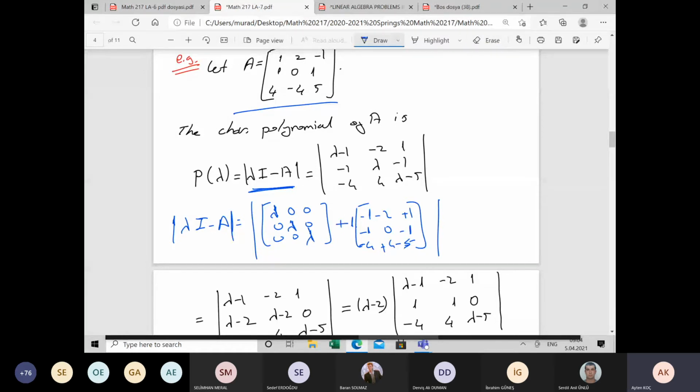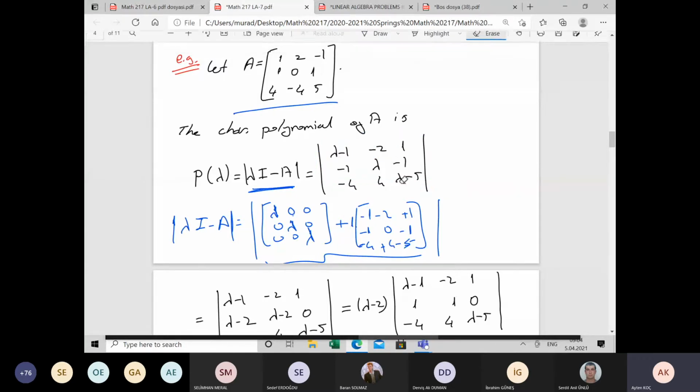Plus, and so the sign gives, yes, this one. Lambda minus 1, 0, minus 2, minus 2, 0 plus 1, 1. It's okay, this one. So we obtain this determinant. Yes. So our aim is to compute this determinant. So how to compute this determinant?